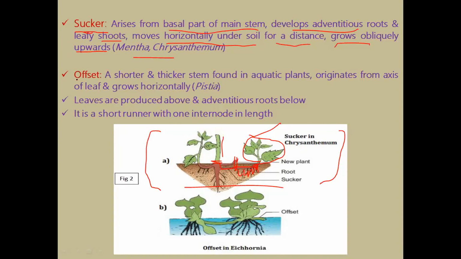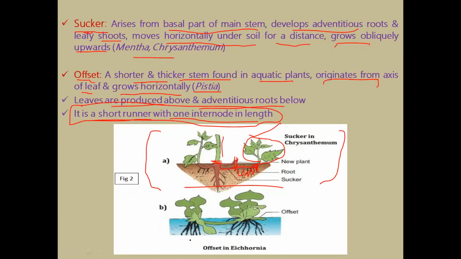The next one is offset. Offset is a shorter and thicker stem. It is found in aquatic plants and it originates from the axil of the leaf and grows horizontally. It is found in Pistia. The leaves are produced above and adventitious roots below. It is a short runner with one internode length. So offset is also known as a short runner, which is only one internode long.